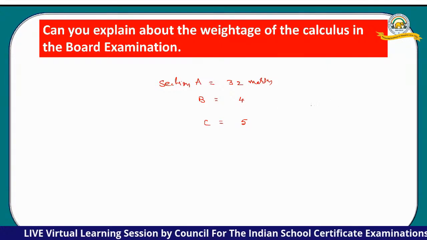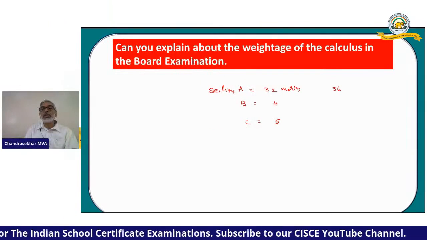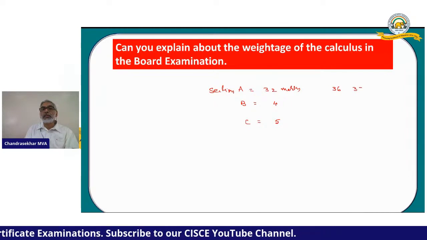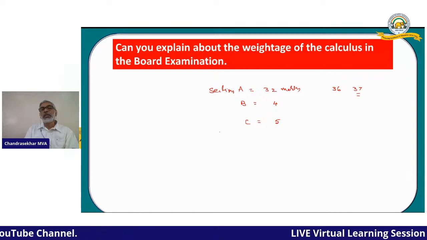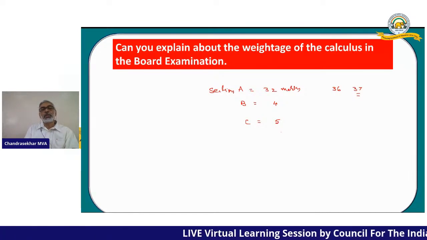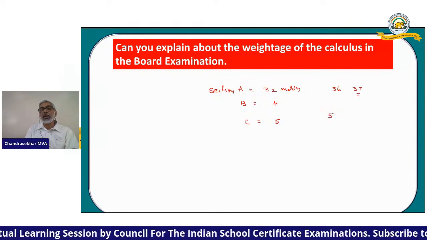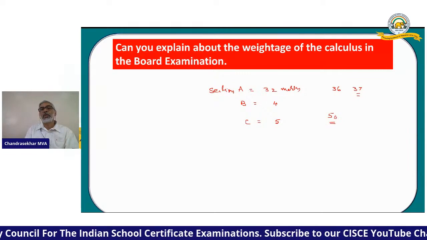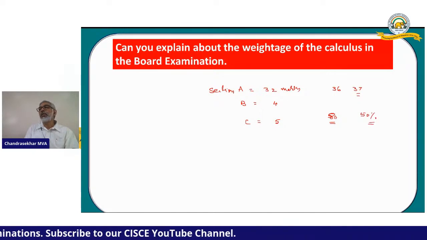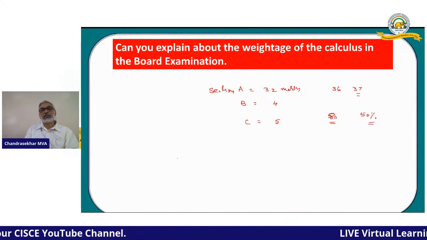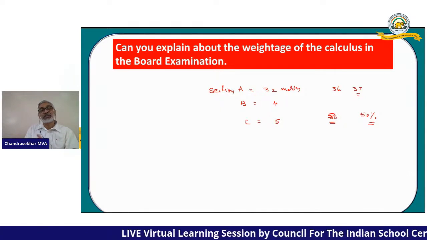So altogether, Sections A and B together give 36 to 37 marks weightage of calculus in the board paper. That means almost 50% out of 80 marks. Out of 80 marks, 50% of the syllabus is calculus. You cannot ignore calculus while attempting the board paper.